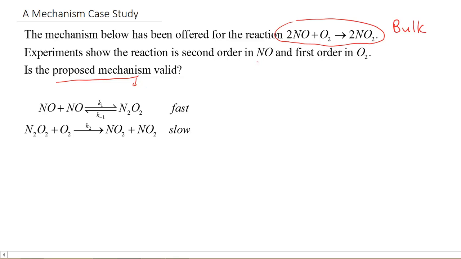We are told that it's experimentally found to be second order in NO and first order in O2. So we could write a rate law for it. We're not interested in that right away, but we will a little bit later. So the overall question is, is this mechanism valid for the reaction? We'll go into that in the next video, but this first video is really about this first step. What does it mean? What's it all about? So let's take a look at that real quickly.